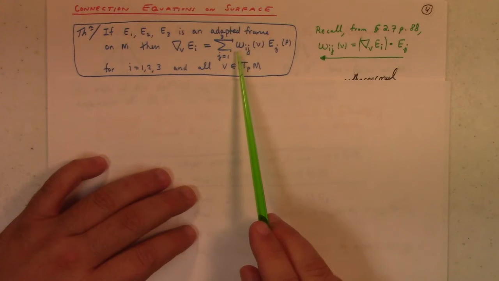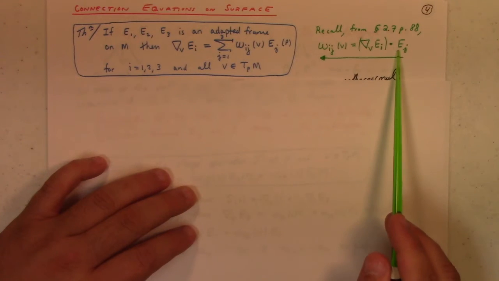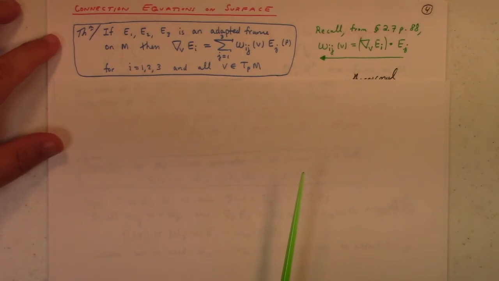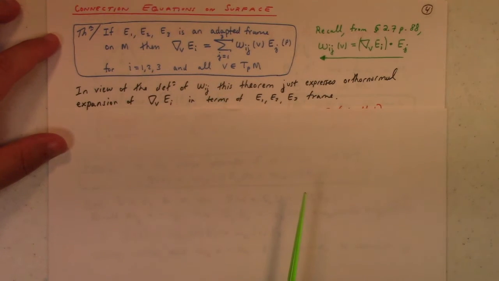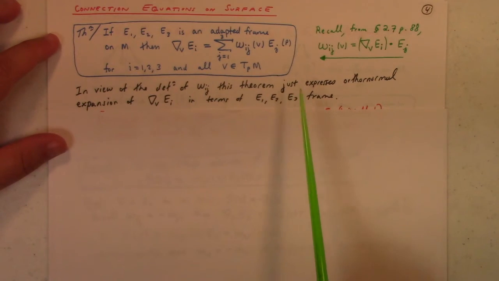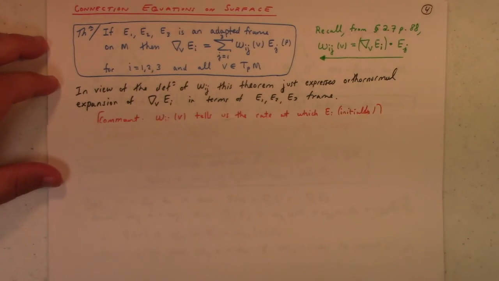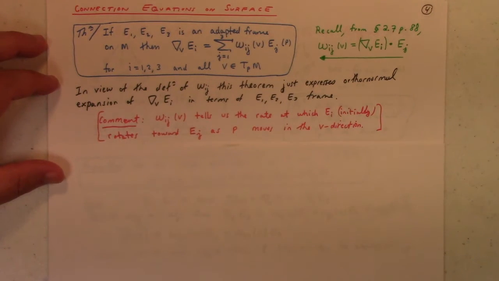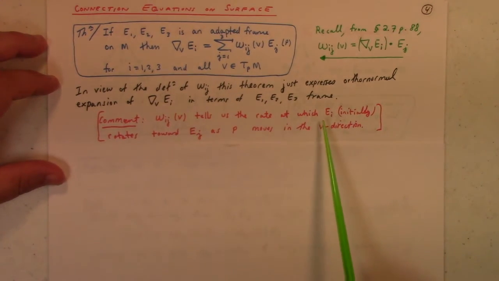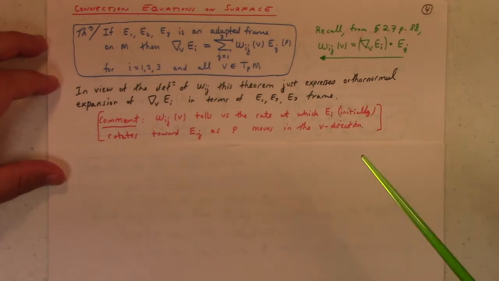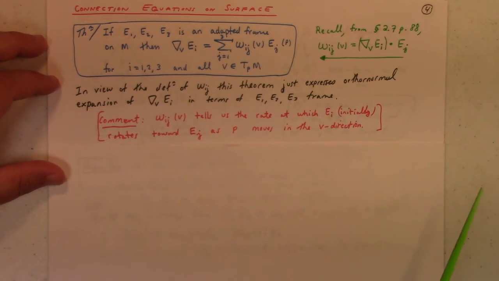So if you really look at this, in view of this notation, it's really not much more than just using an orthonormal expansion for the covariant derivative. It's easy to get lost in what's actually being said here. I mean, half of this is really just notation and orthonormality. But anyway, it's worth taking a second to say what this means. Omega ij of v tells us the rate at which Ei, initially, I mean at the point p, rotates towards Ej as p moves in the v direction.